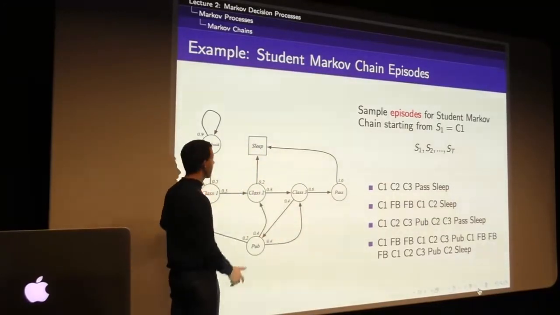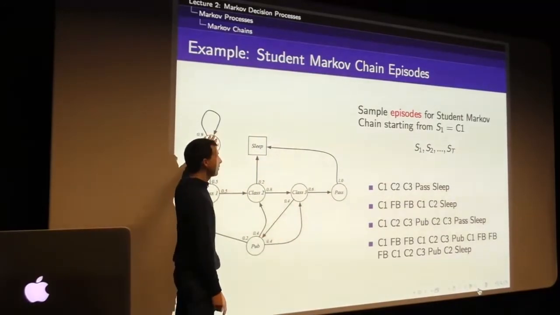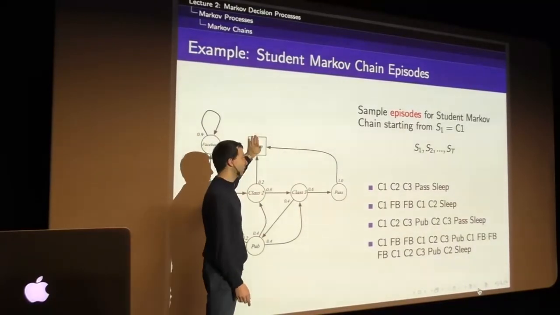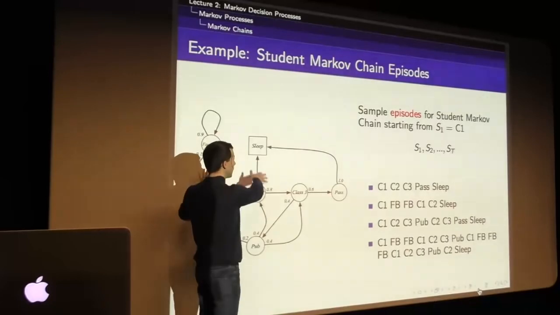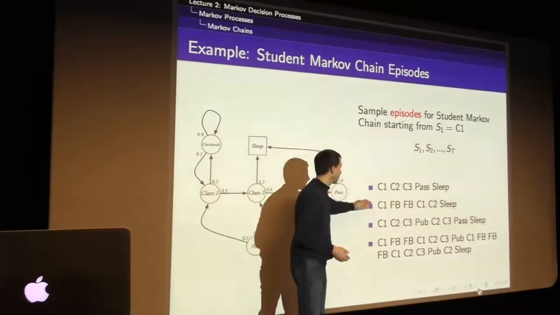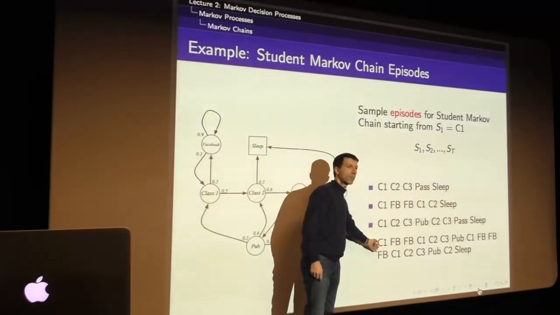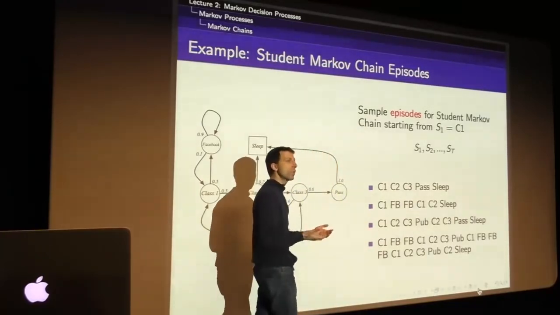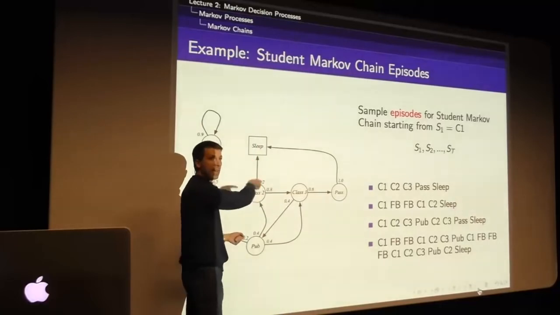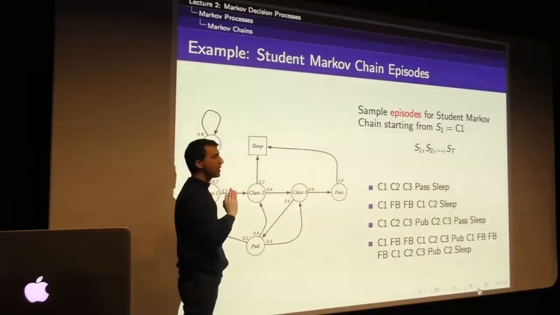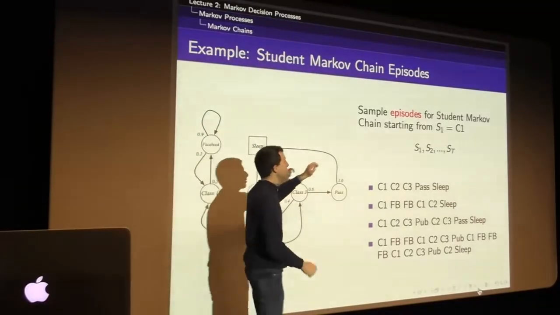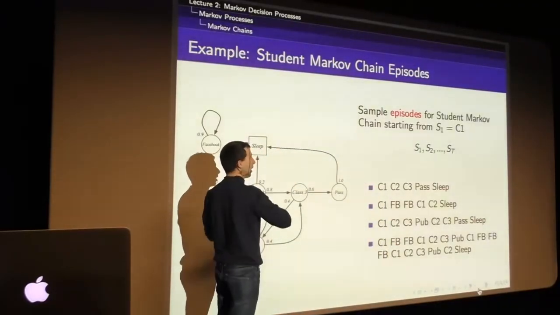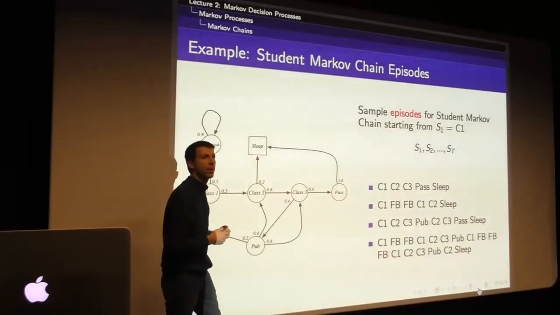But you might also have another sample that's like class 1, Facebook, Facebook again, back to class 1, back to class 2, and then fall asleep. You might have more complicated samples. Some of them might go on and on for quite a long time. These are variable length. Each of these you could think of as a random sequence that's sampled from these dynamics. So that's what it means to have a random process: you get some random sequence that's drawn from a probability distribution over sequences of states.